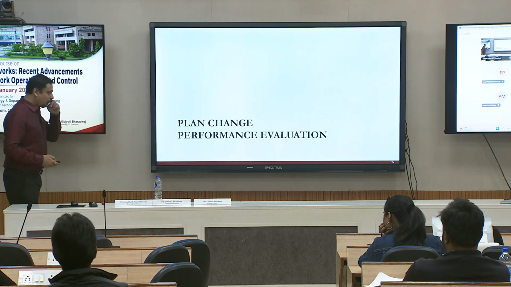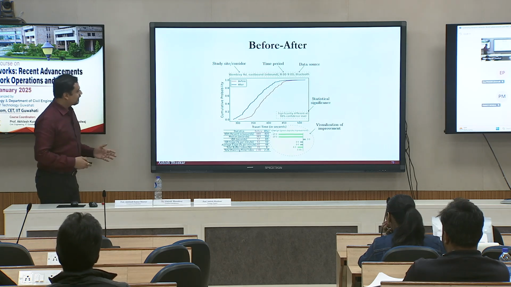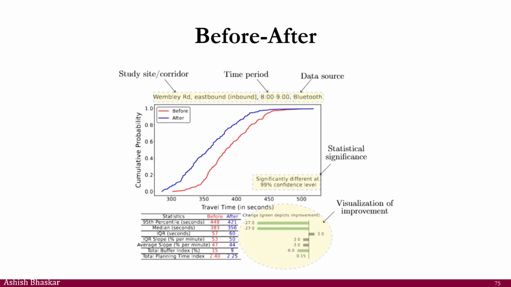So one way to do this, which is widely used now in the department, is something like this: the cumulative probability distribution of your travel time values for that specific location for a certain time before and a certain time after.